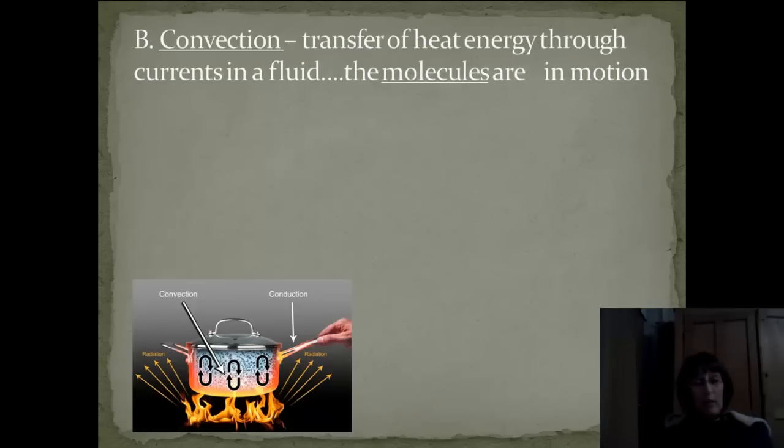However, when you have liquids and gases, those particles can move around inside there, right? I can take my Dr Pepper and shake it around, and it can move around in there. So you have a current that can form. So convection is the transfer of heat energy through currents in a fluid.